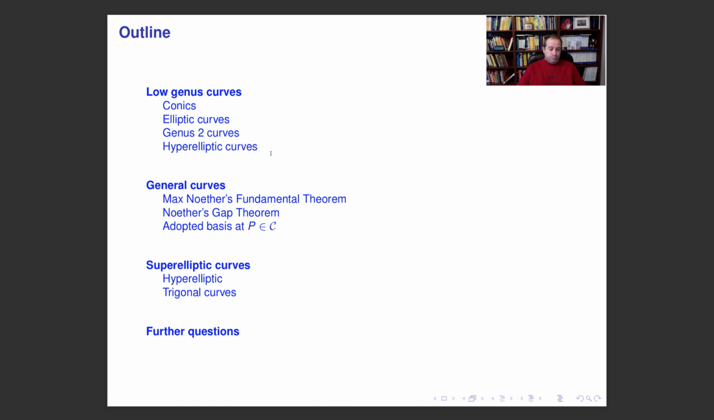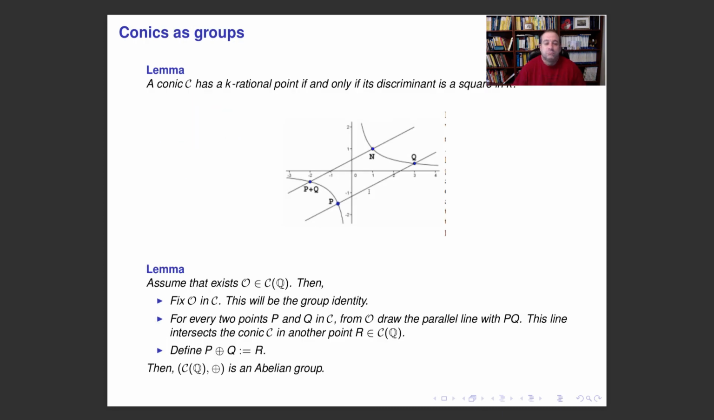And so in order to do that, we'll have to go over Max Noether's fundamental theorem, Noether's gap theorem, and then see if we can generalize such techniques to superelliptic curves. So let's just see from the very beginning.